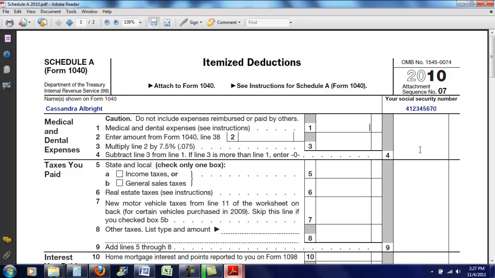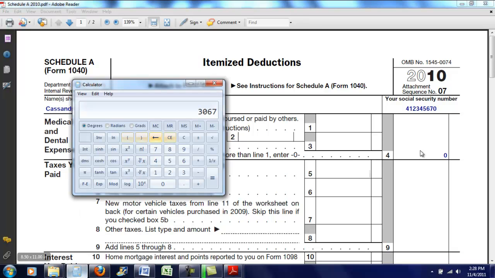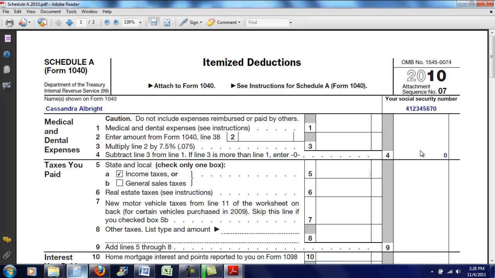Alright, so she has no medical wages. So I'm just going to put the 0 here. We're not even going to make the calculation. She does have state and income tax of $2,265, plus she has $350 that she paid. So we're going to add those two together. 2265 plus 350 equals $2,615. That's going to go in box 5.